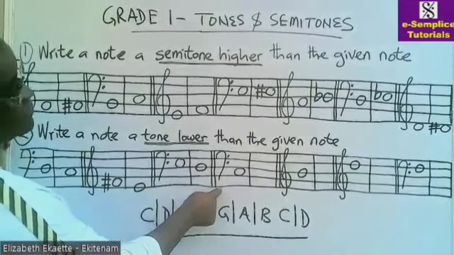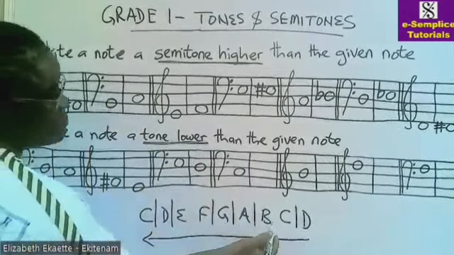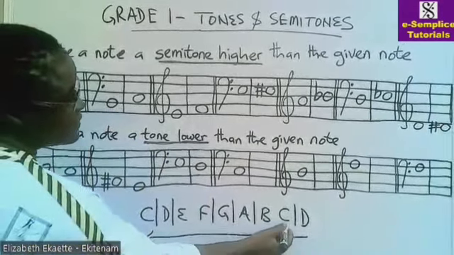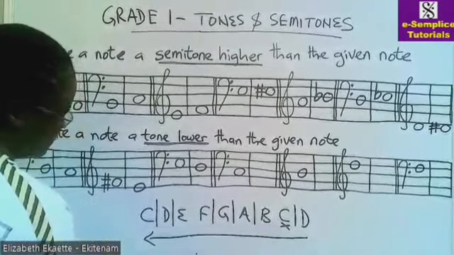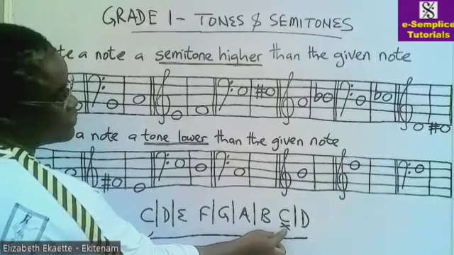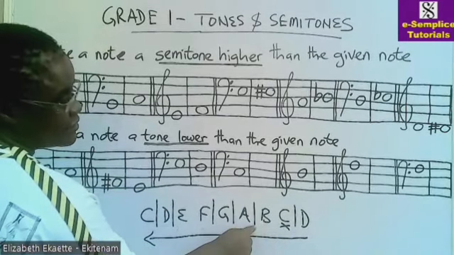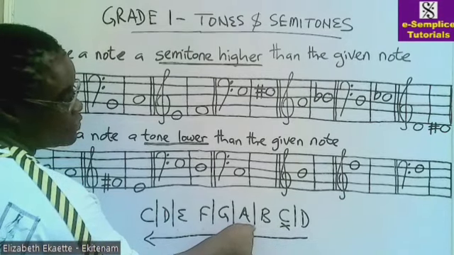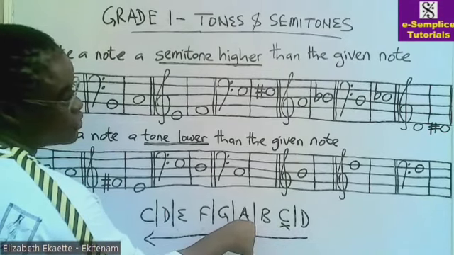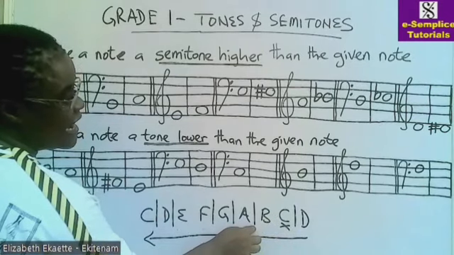Still on bass clef, the note given is letter C. Mark any of the C's. I mark this. Now, marking that, let's count two semitones backward. C to B, one semitone, B to B flat, two semitones. So this is a tone. C to B, B to B flat. So this is our answer.